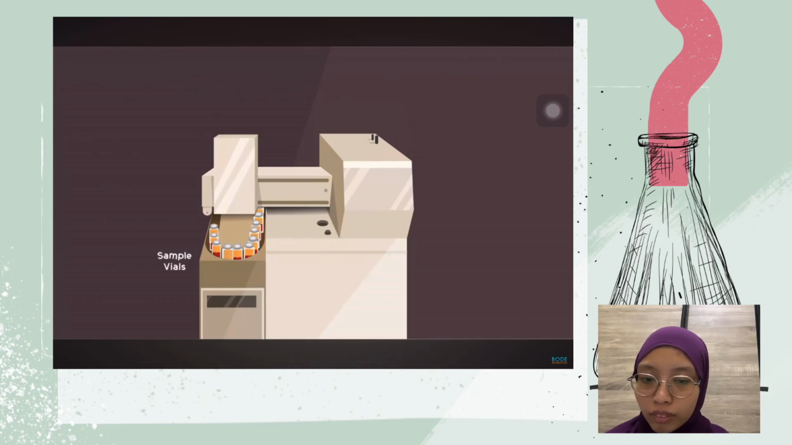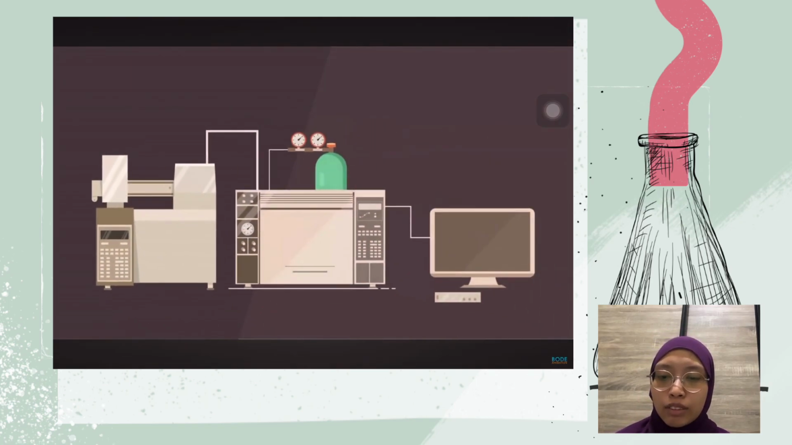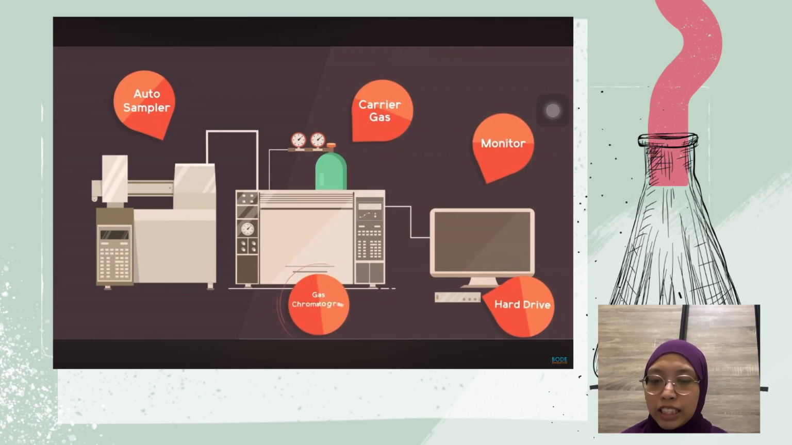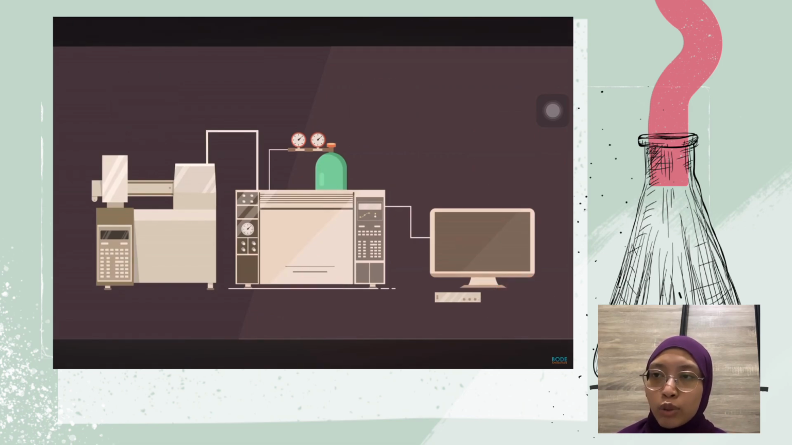Then we mix the vials with the internal standard preparation. This process is called ISTT. Then we take one of the blood sample vials and put it into the auto sampler.